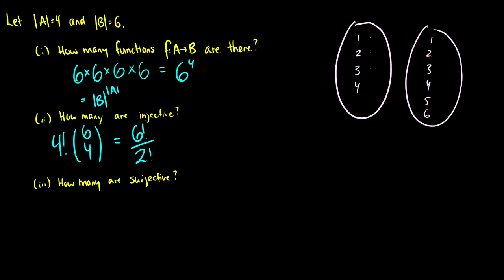Okay, so how many of these are surjective? What does surjective mean? That means that the codomain is equal to the range. Well, we can't do that because we can only map to 4 things. Therefore, our codomain is never going to equal the range, so we have a total of 0.